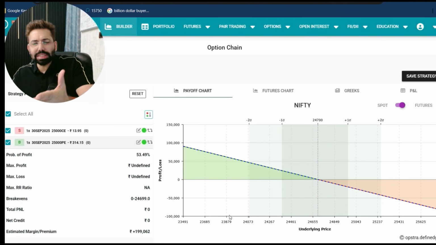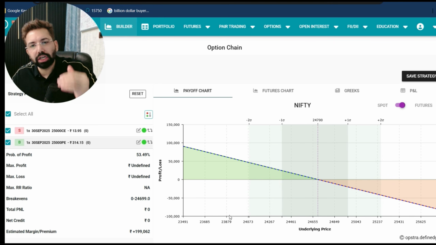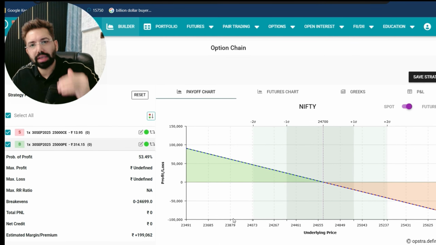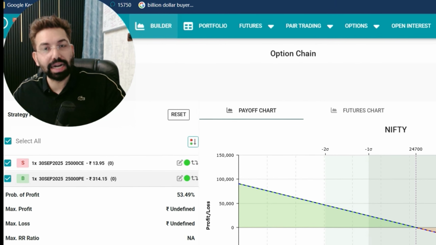We get the same payoff. You short any strike, at the money, in the money, out of the money. Make sure that you're shorting and longing the same strike, same quantity, and same series. That becomes a synthetic future.